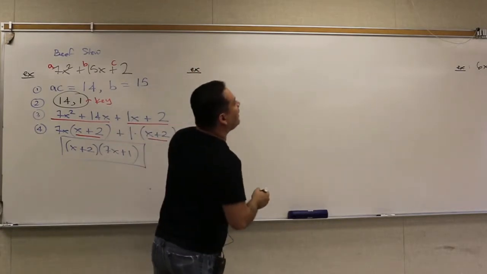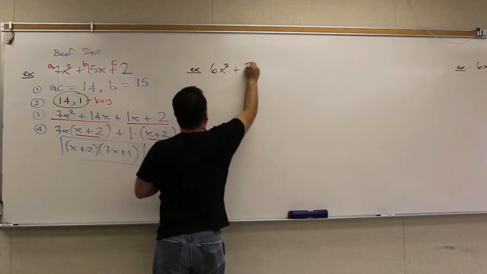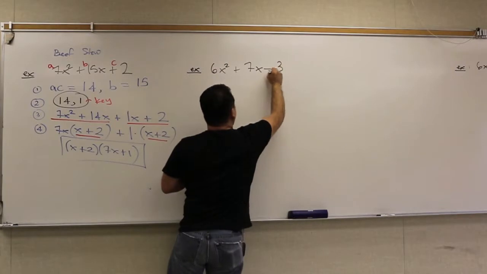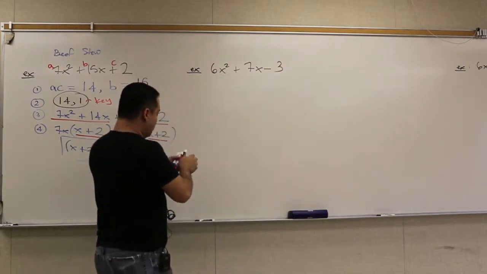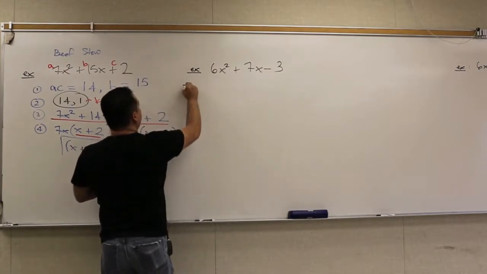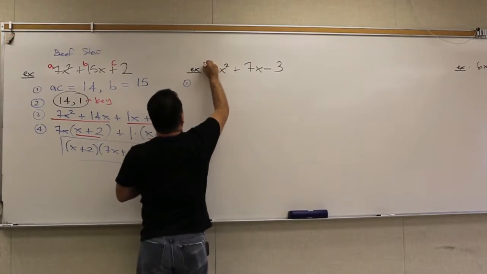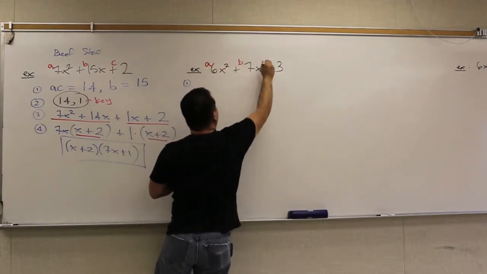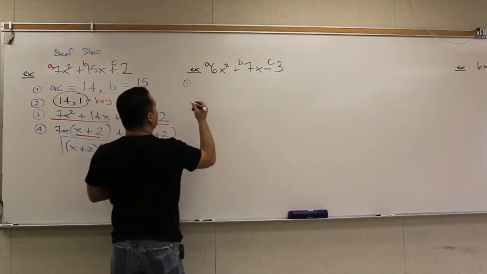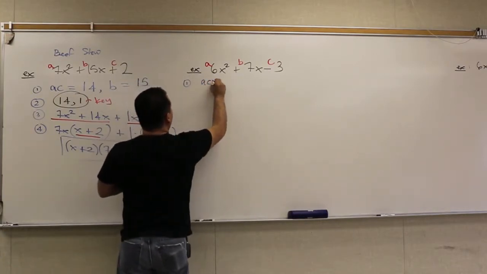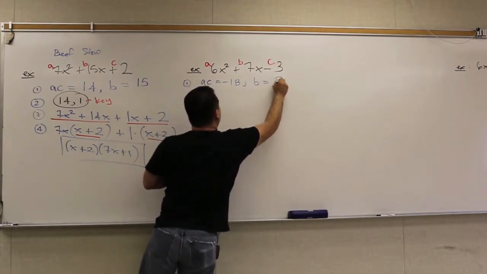Last, what do we got next? 6x squared plus 7x minus 3. Okay, let's go through our procedure here. Identify the values of A, B, and C. We got A, we got B, we got C. So what's A times C? AC, negative 18. What's B? 7.